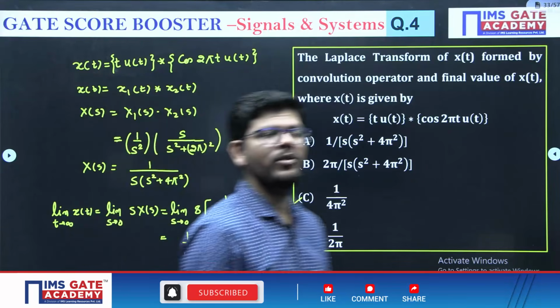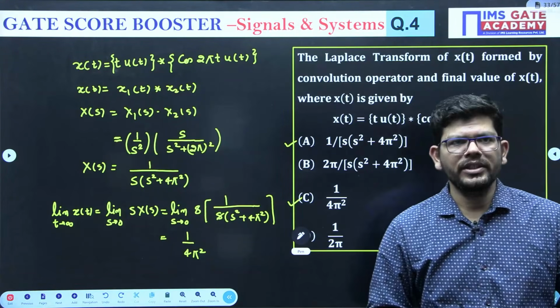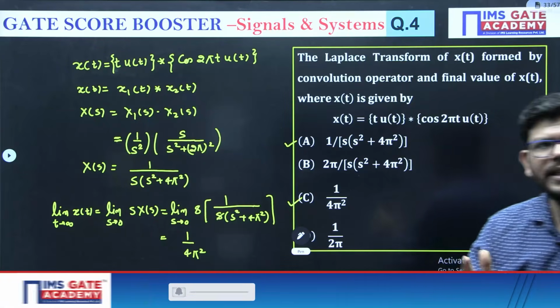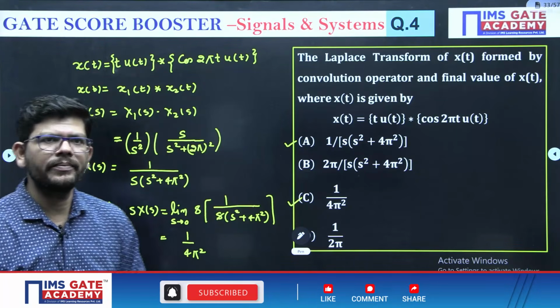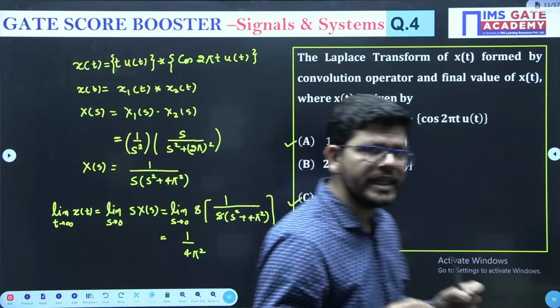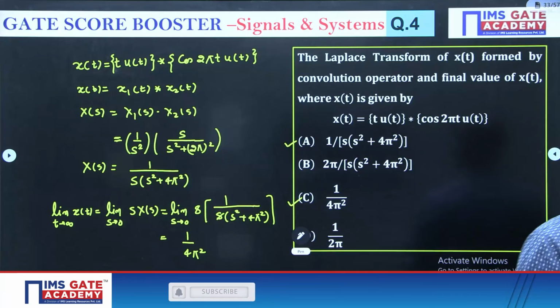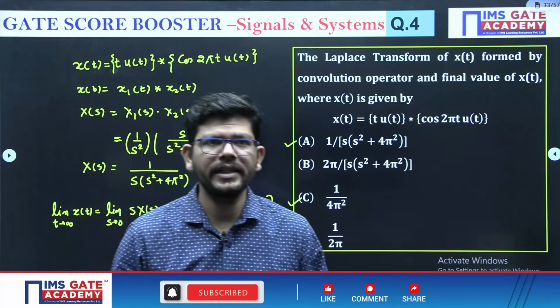From Laplace transform in GATE, you are not going to get a tough or tricky question, right? You have to apply the basic things that you know and you will be able to do complex problems. Correct? I hope this question is clear. It was an easy one which you can solve very easily. Got it? So I hope that it is clear.